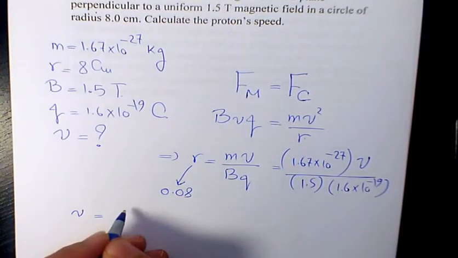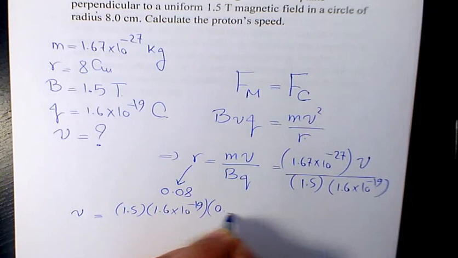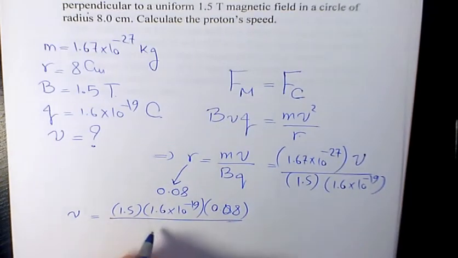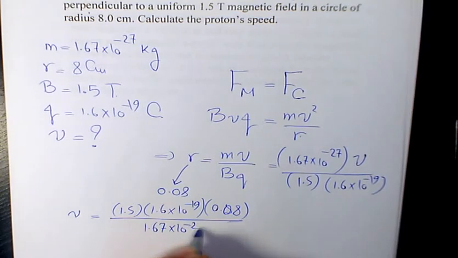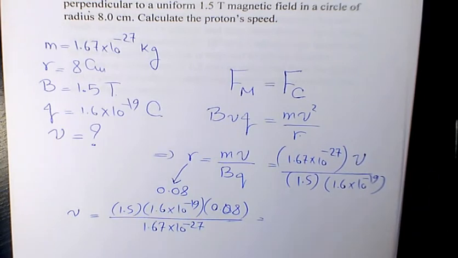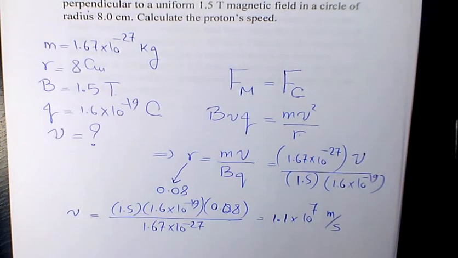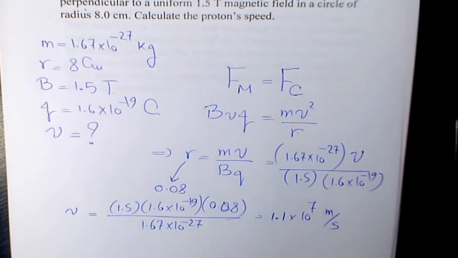So V will be 1.5 times 1.6 times 10 to the power of negative 19 times 0.08 divided by 1.67 times 10 to the power of negative 27. That's going to give me 1.1 times 10 to the power of 7 meters per second. That's going to be the velocity of the proton.